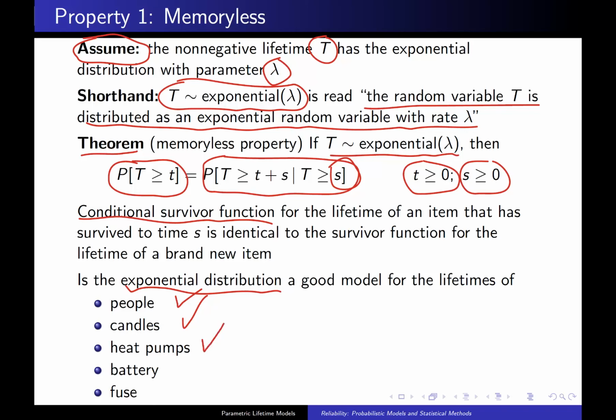How about a heat pump? Would you take a new heat pump or a used one? I'd prefer a new one. How about a battery? Would you want a brand new battery or would you want one that's halfway drained down? I'd take the new one. So you can see this is a very, very restrictive assumption. One case where you might say it doesn't matter if you get a used or a new item is a fuse. A fuse does not degenerate typically over time, and so a used fuse might be as good as a new fuse.